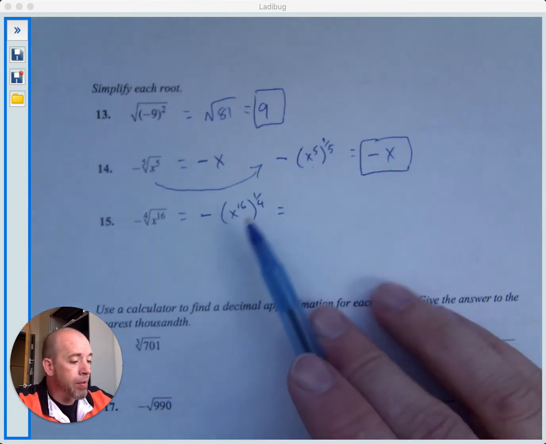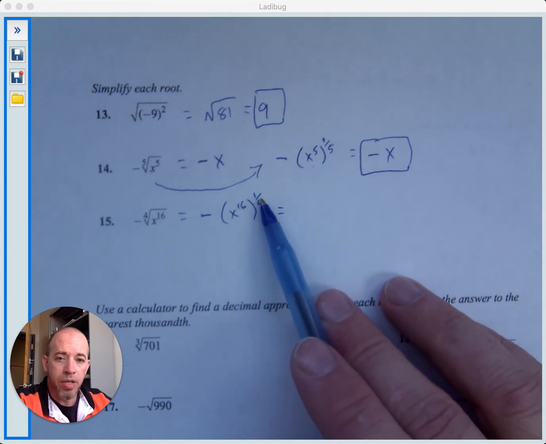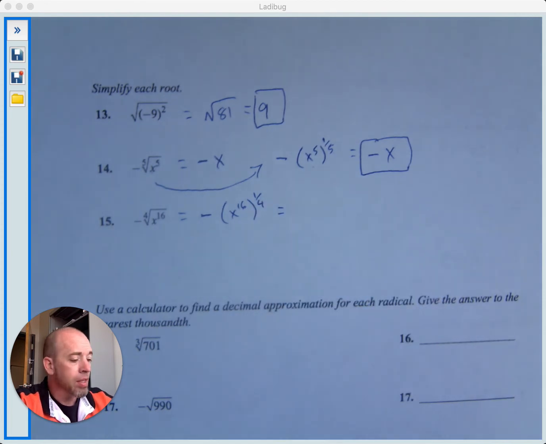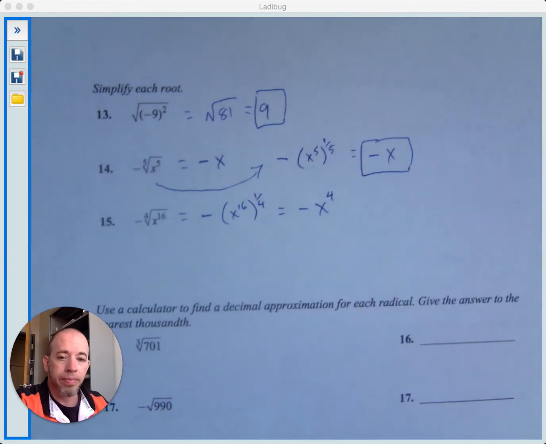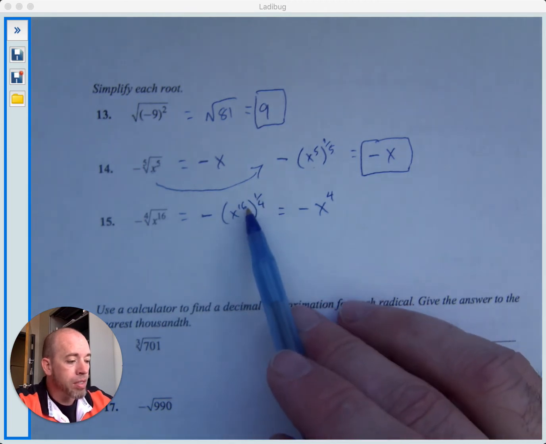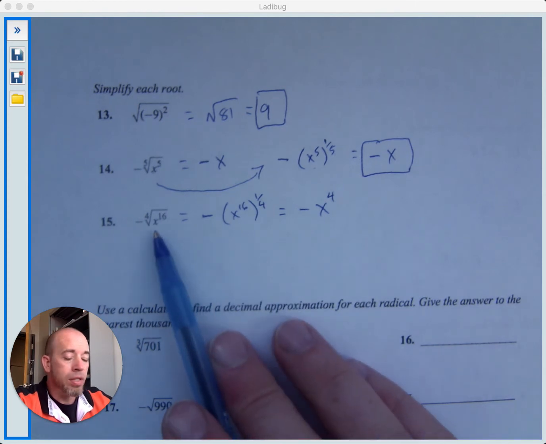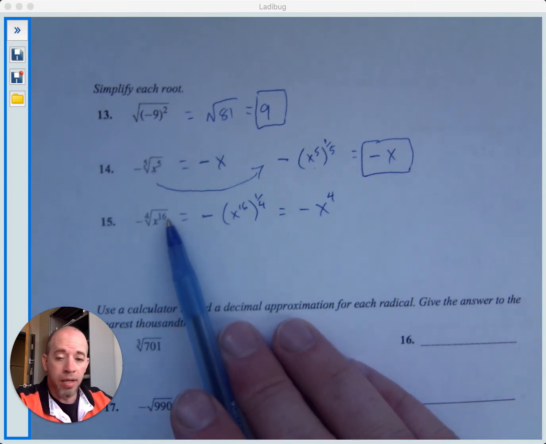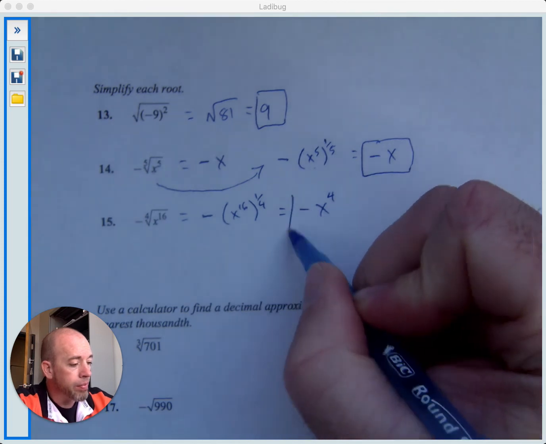Well, when we take a power to a power, we multiply the exponents. 16 times the fourth is just 4, right? So this becomes negative x to the fourth. Again, power to a power, 16 times the fourth is 4. You could also look at this and say, what times itself 4 times will give me x to the 16th? If you take x to the fourth times itself 4 times, you will get x to the 16th. Either way, this is our answer.